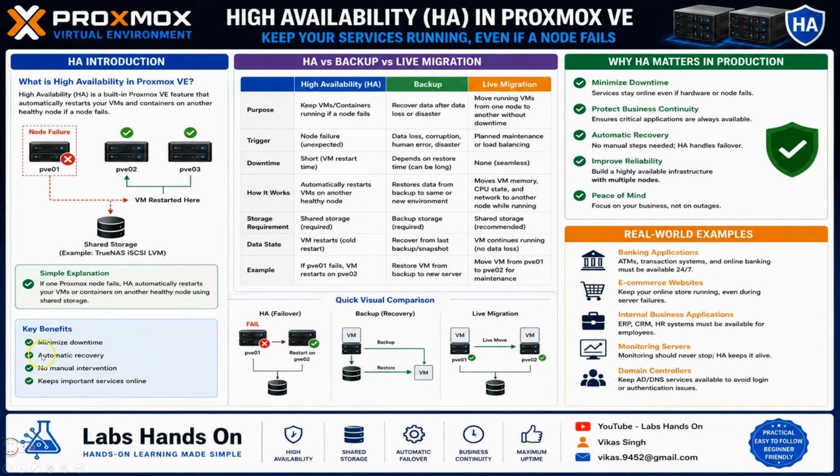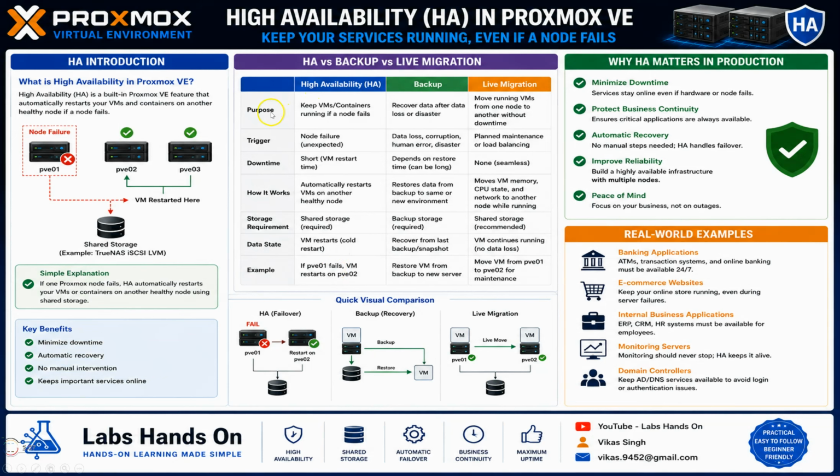The key benefits are minimized downtime, automatic recovery for virtual machines or containers, no manual intervention when you have a host failure, and keeping important services online. This is one of the most important things. Moreover, HA provides the same feature that exists in Hyper-V or VMware. You need to make sure HA, backup, and live migration are three different things. Do not mix and match. In this video, we are going to discuss high availability.